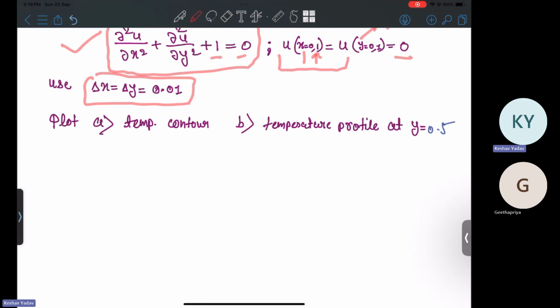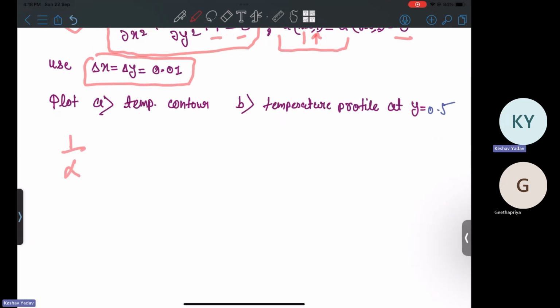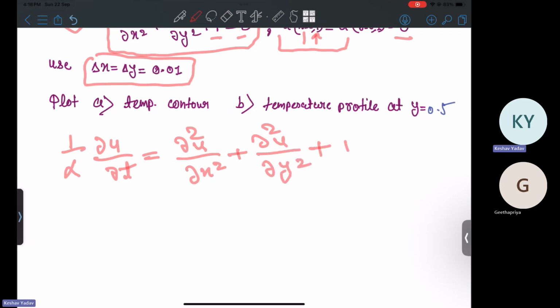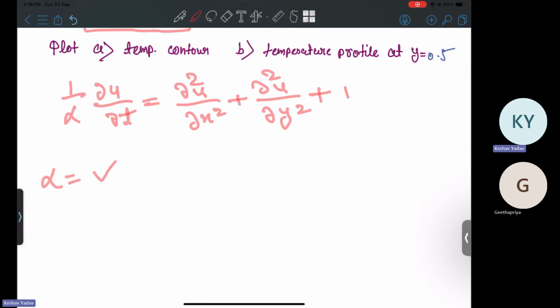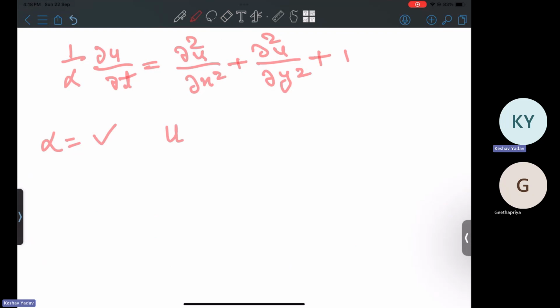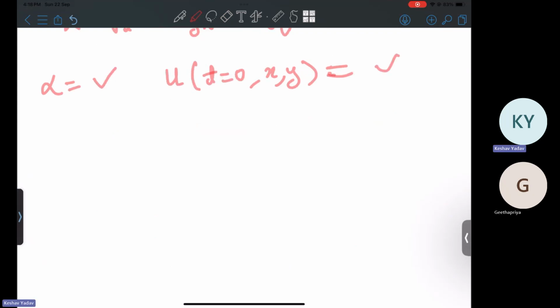So first, we will convert this equation to 1 upon alpha del u upon del t equal to del 2u upon del x square plus del 2u upon del y square plus 1. This equation we'll consider. We'll assume some value of alpha. We will assume some u initial, at time t equal to 0, for x, y. Then we will solve till steady state.